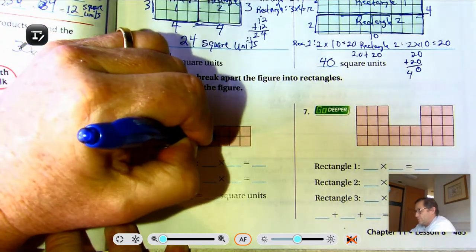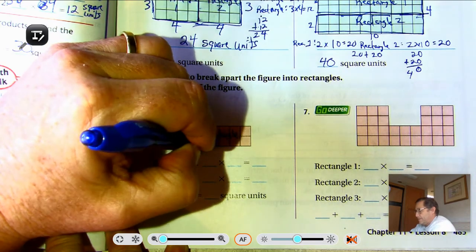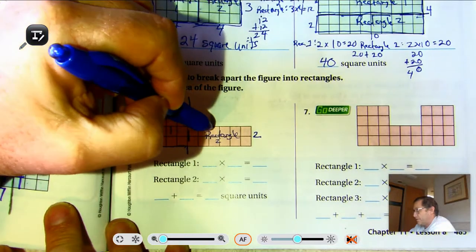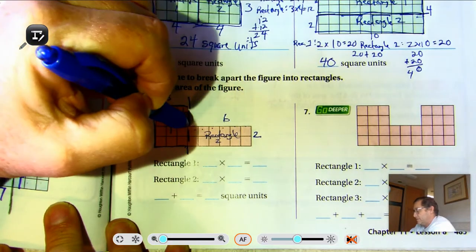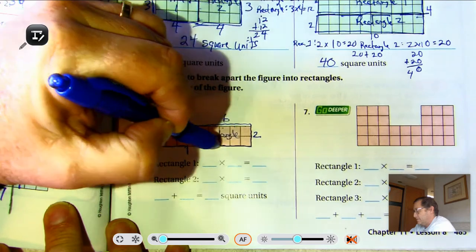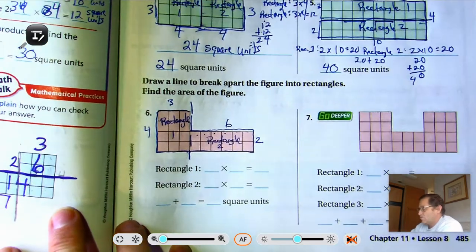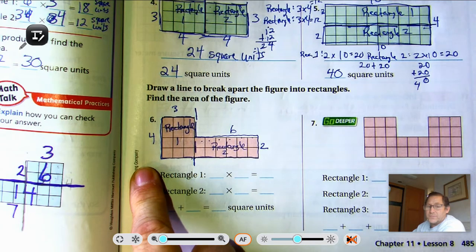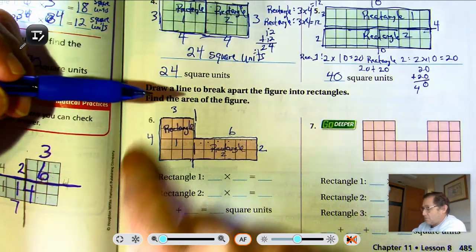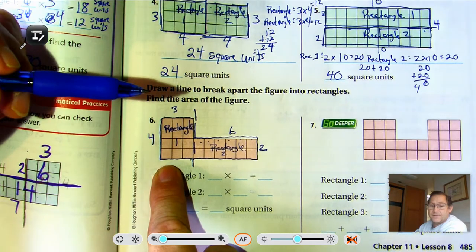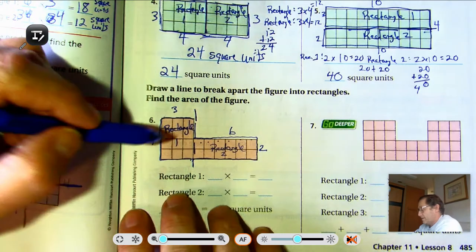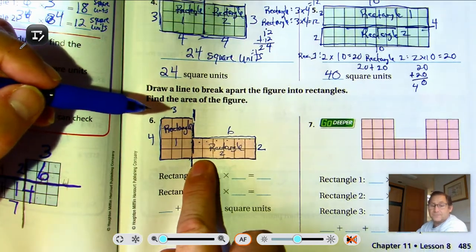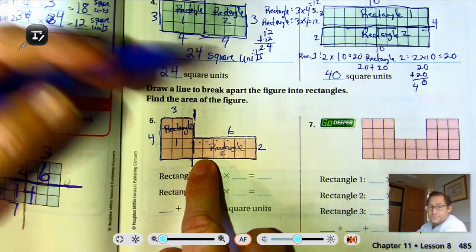In rectangle 2, I have 2 rows of 1, 2, 3, 4, 5, 6. So I have 2 rows of 6. Why isn't it 2 rows of 9? Because I'm using these 2 rows as part of this rectangle. Okay? So that's why the line's important. Don't go past the line when you're setting up your rectangles, your dimensions.